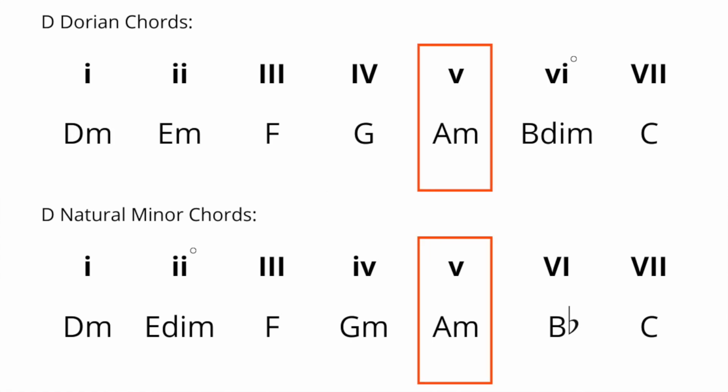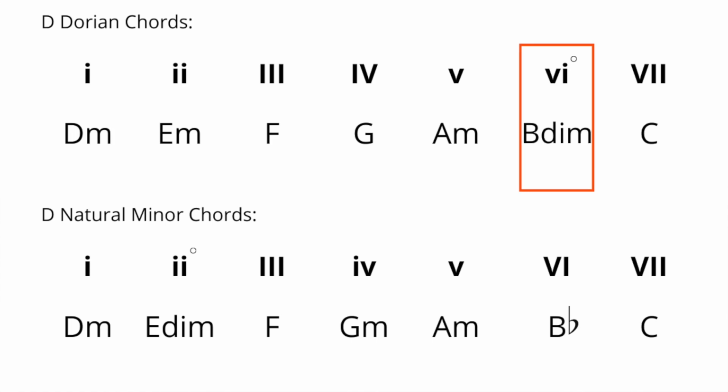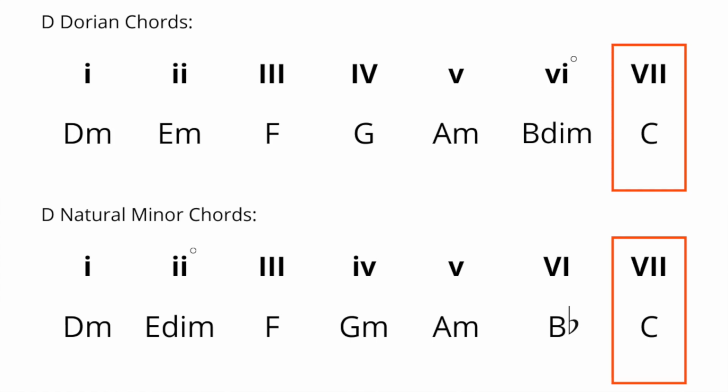However, D Dorian has B half diminished. D natural minor has a B flat chord. Okay, so there's the third chord that's different. So the chords that are different both have the C, and then we're back on D minor.